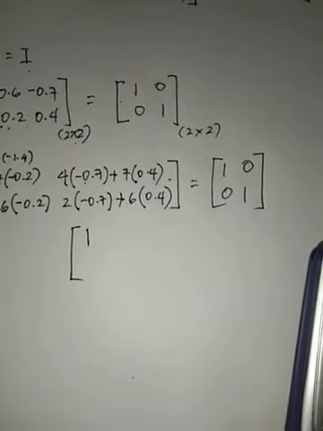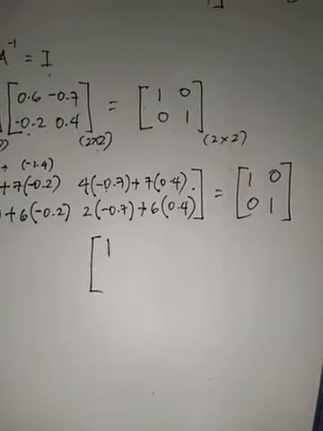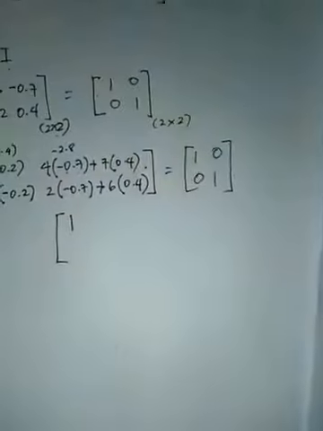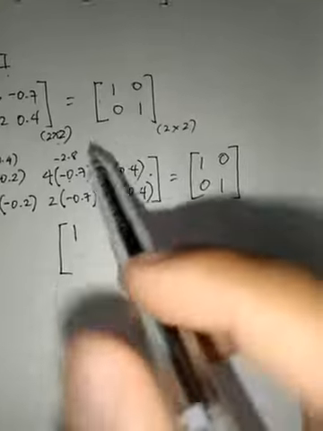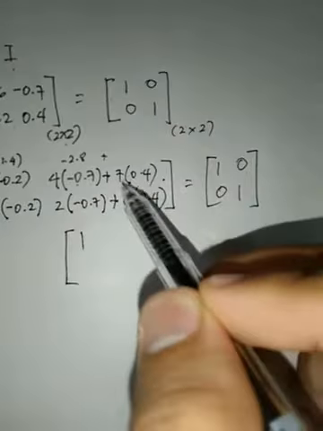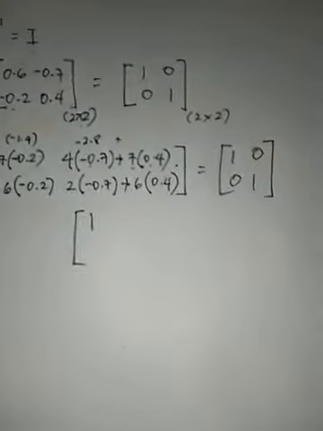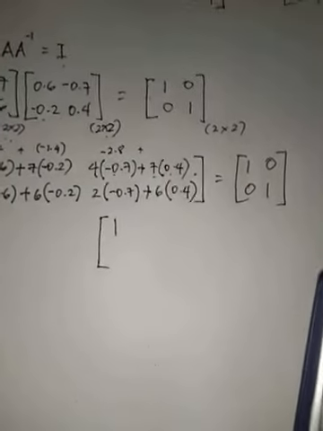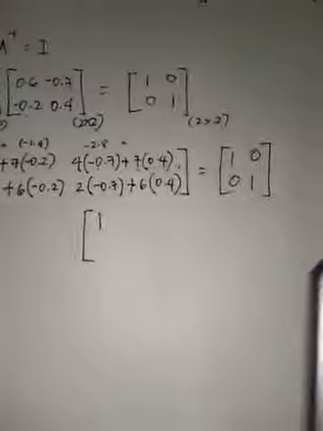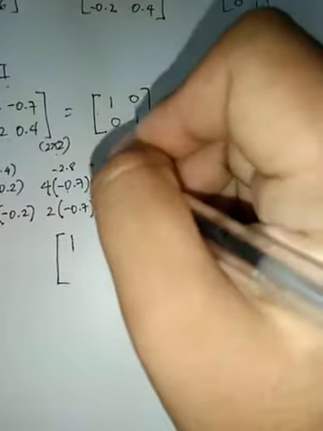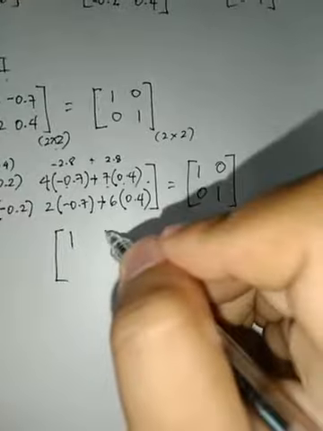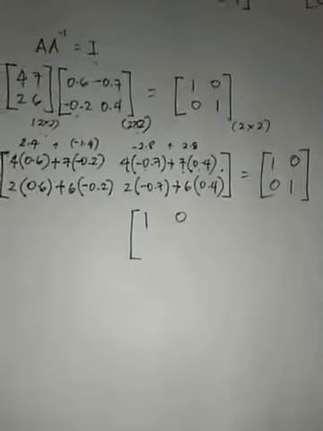The result is negative 2.8. Okay. Then ito, plus ito, 7 times 0.4. So, 7 times 0.4, it is 2.8. So, negative 2.8 plus 2.8. So, the result is 0.